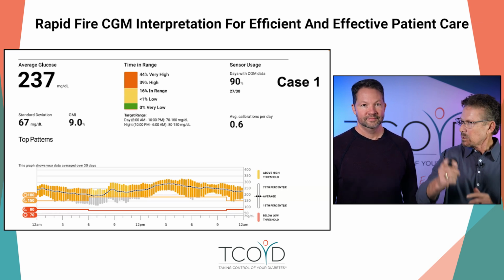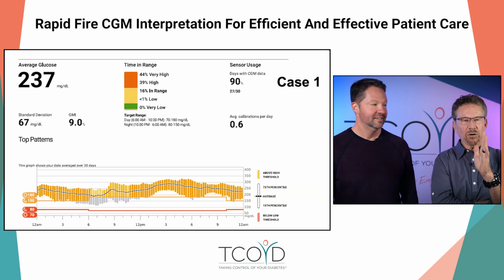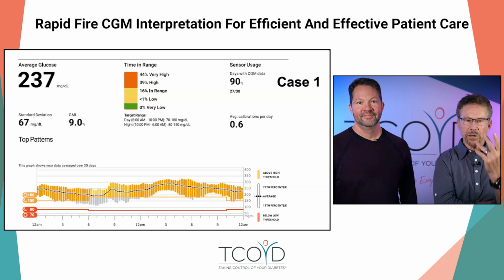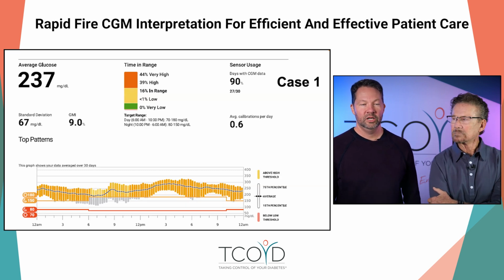So let's go. Case 1. Okay, so that's it, huh? That's the ground rules. I don't know anything about this. He doesn't know if they're type 1, type 2, what therapies they're on, nothing. Okay. Well, let's go through it in the kind of systematic way that we outlined.